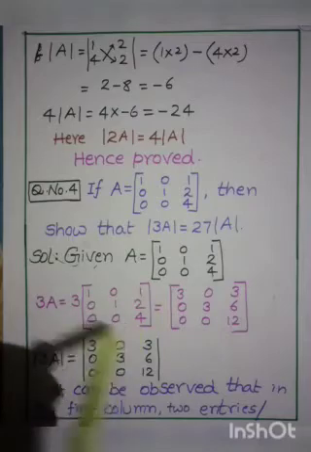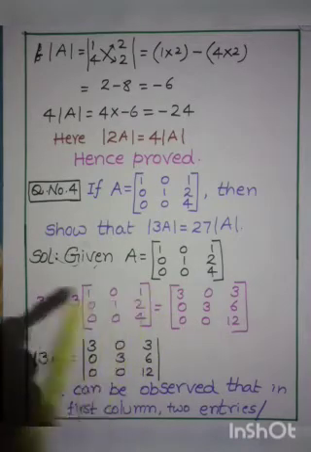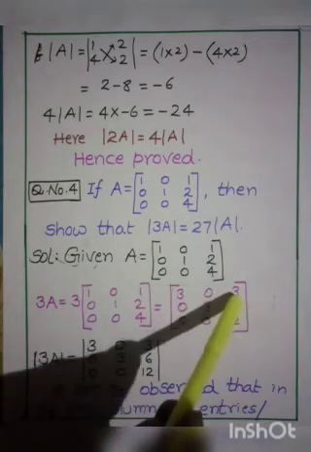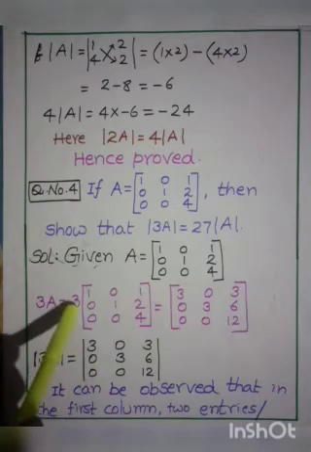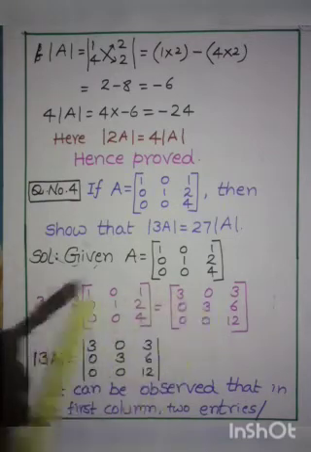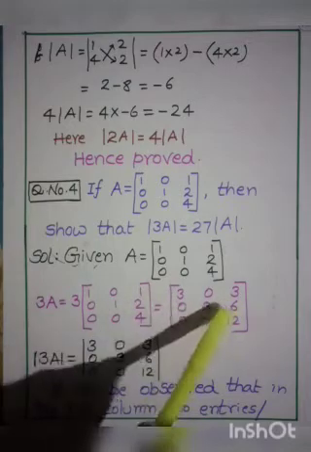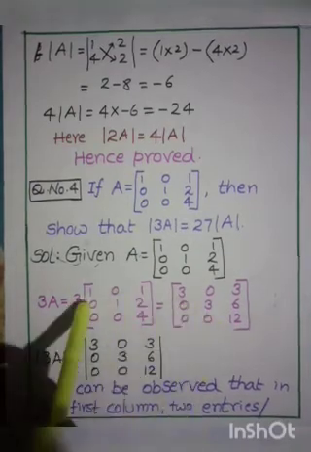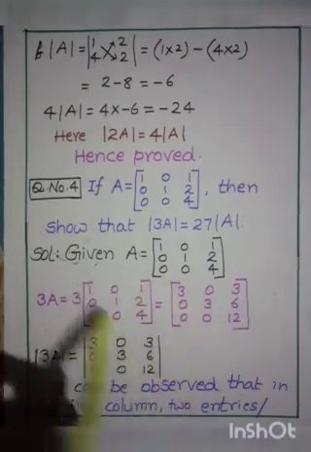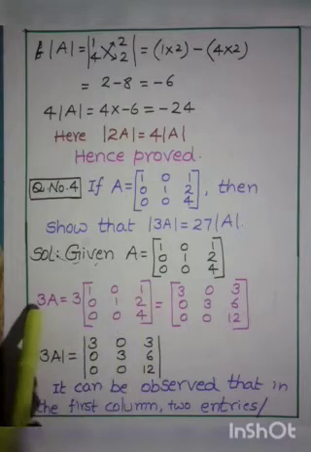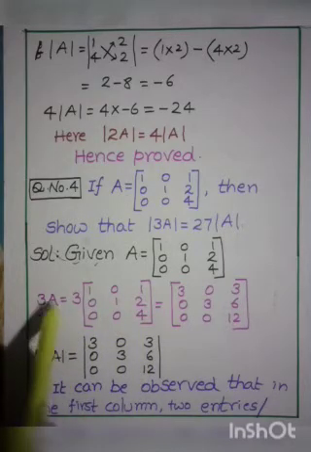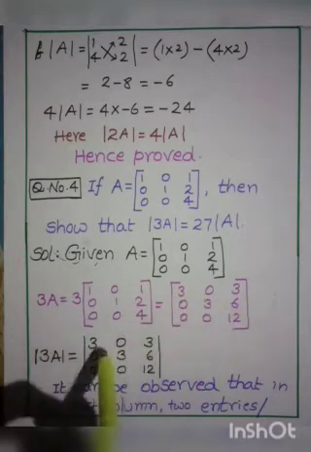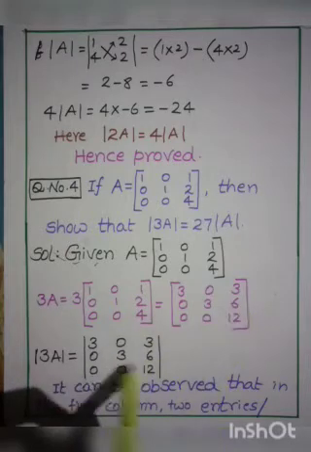3 into matrix A, that is scalar multiplication. 3 into 1, 3. 3 into 0, 0. 3 into 1, 3. Similarly, second row elements: 3 into 0, 0. 3 into 1, 3. 3 into 2, 6. Now come to third row elements: 3 into 0, 0. 3 into 0, 0. 3 into 4, 12. Understood this step, my dear children? Right, we found matrix 3A. Now we find its determinant. So determinant of 3A is equal to determinant of 3 0 3 0 3 6 0 0 12.